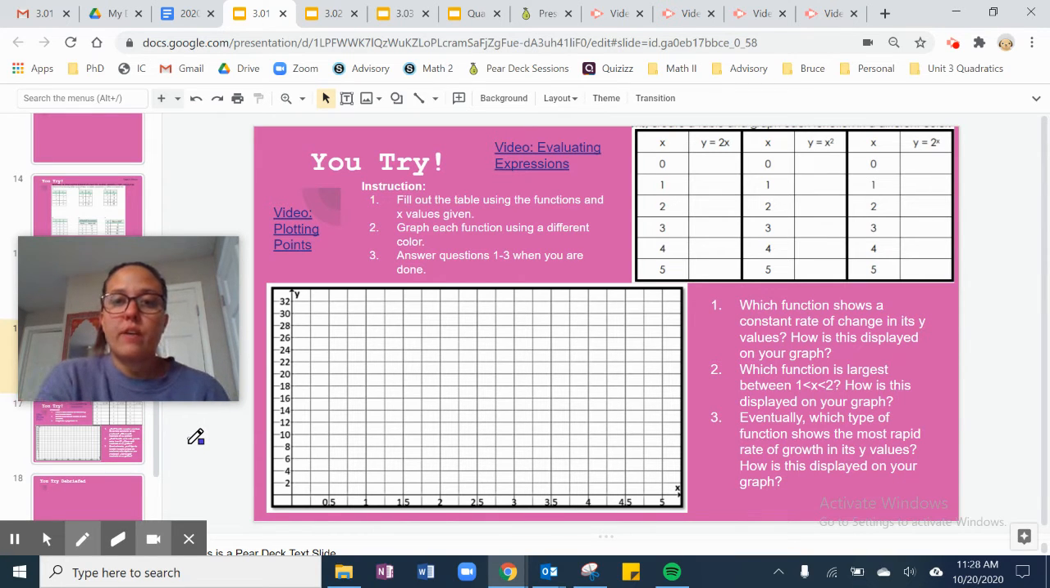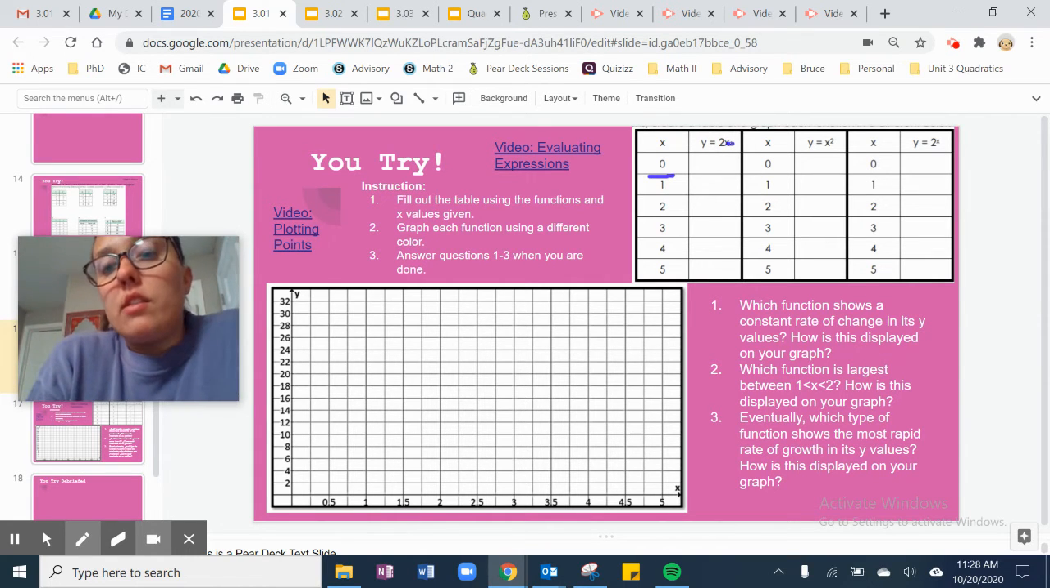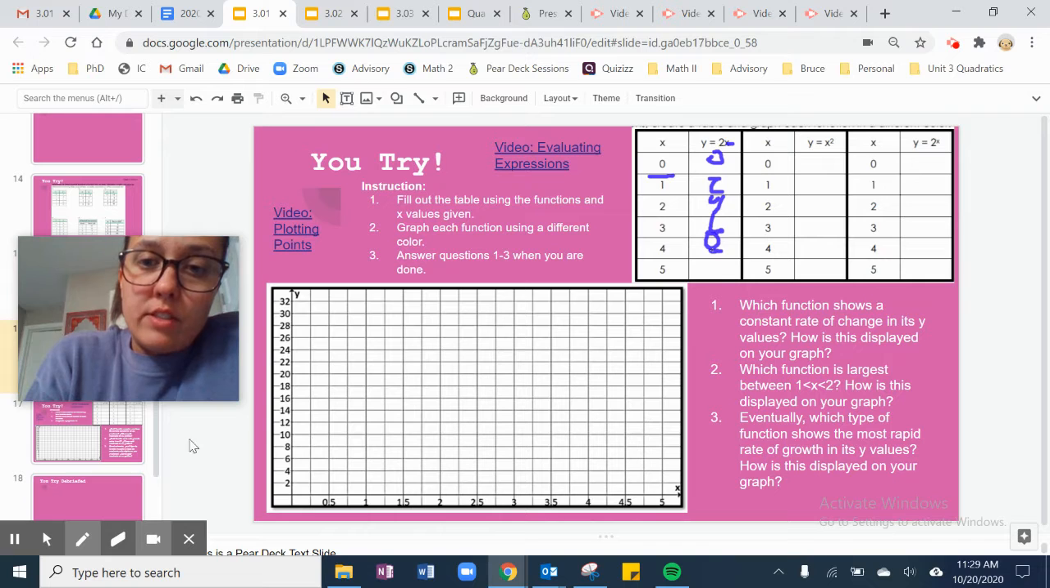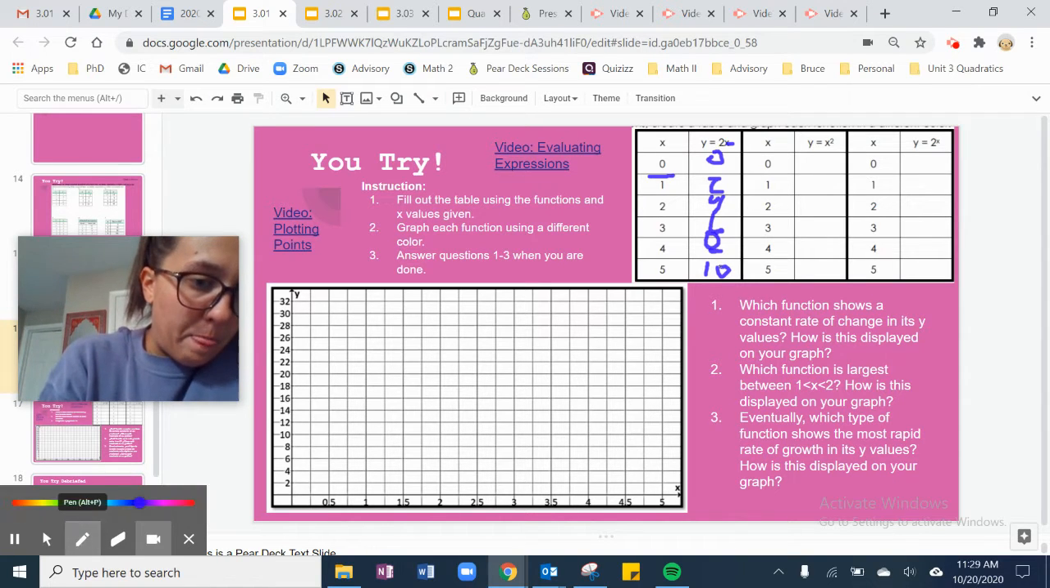So this is the x value that we're being given, and I'm going to plug it into the x in the equation. So 2 times 0 is 0. 2 times 1 is 2, 2 times 2 is 4, 2 times 3 is 6, 2 times 4 is 8, and 2 times 5 is 10. Okay, I'm going to do different colors now.